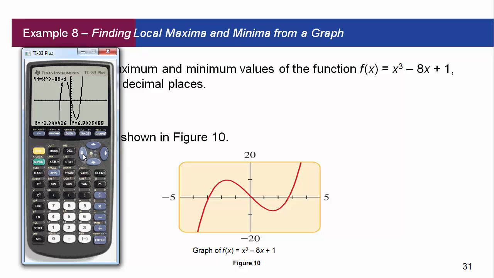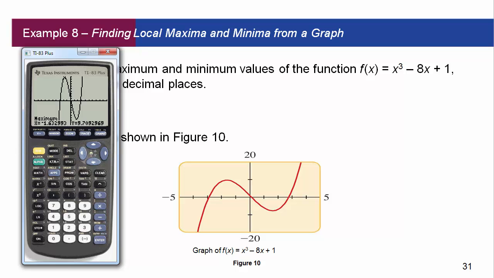But you can also, instead of using the trace function, you can do second calculate and find a maximum. It asks for the left bound, so I can see right now that that's to the left of where my maximum is, so I'm going to hit enter, and then it wants to know where the right bound is, so I just have to move the cursor to the other side, anywhere to the other side of the maximum, hit enter. It always asks for a guess. You don't really have to do this, but I like to put it kind of close to where I think it is, and then it calculates it, and there it is. A maximum when x equals negative 1.633, and the maximum value is 9.71.